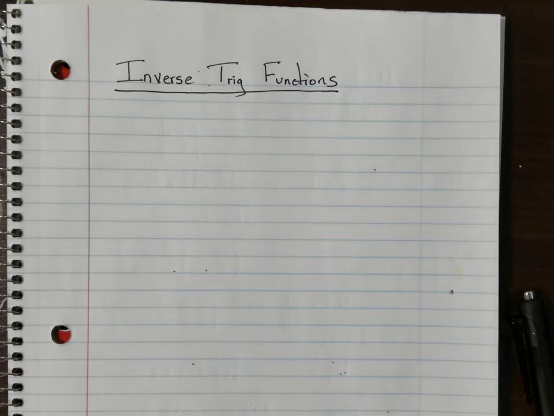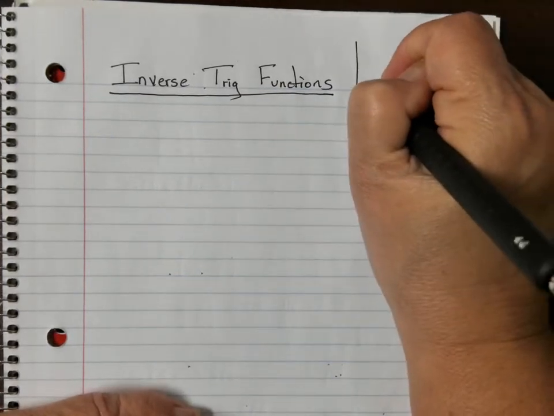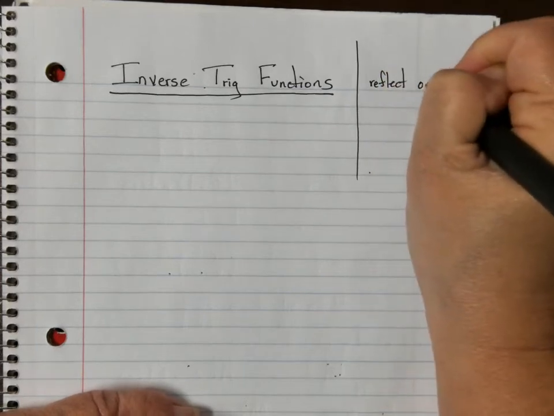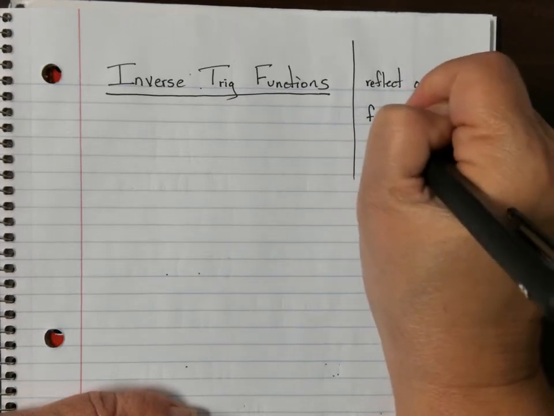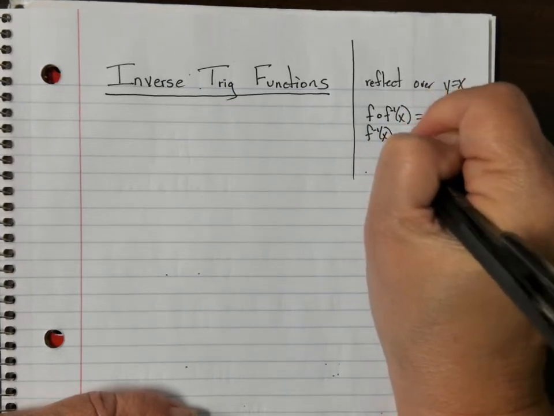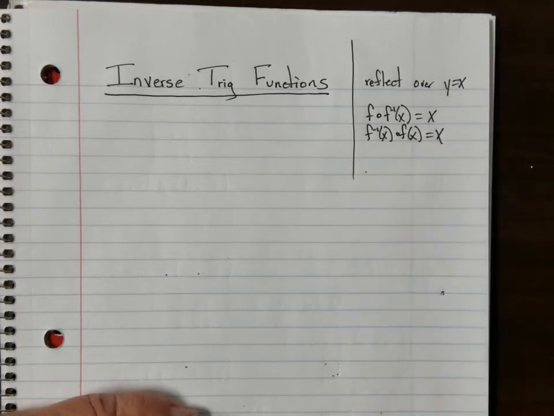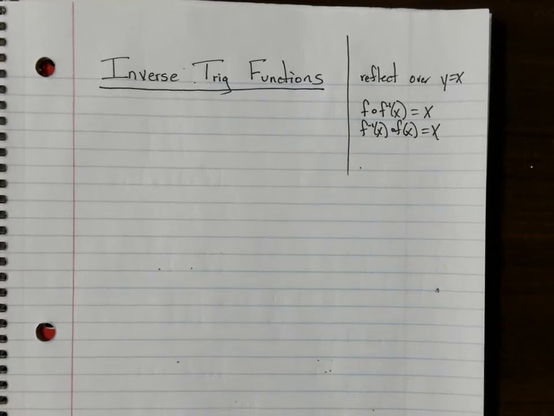So they reflect over the line y equals x, very true, okay? When they're composed with the original function, the result is x. So some things about inverses in general, right? Graphically, they reflect over y equals x. f composed with f inverse of x is equal to x, as well as f inverse of x composed with f of x is equal to x. That is true. There is a button for that on the TI-84 calculator. That is a true thing. We'll be looking at that.